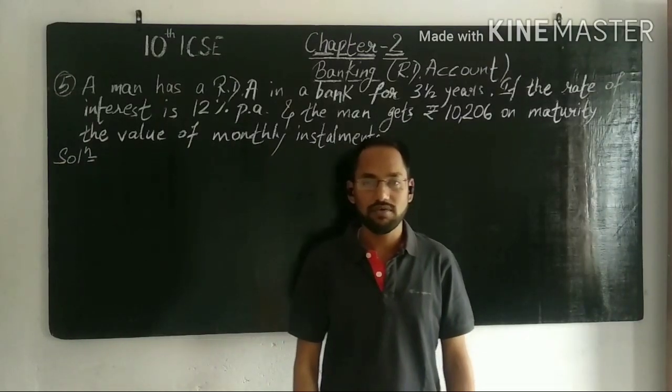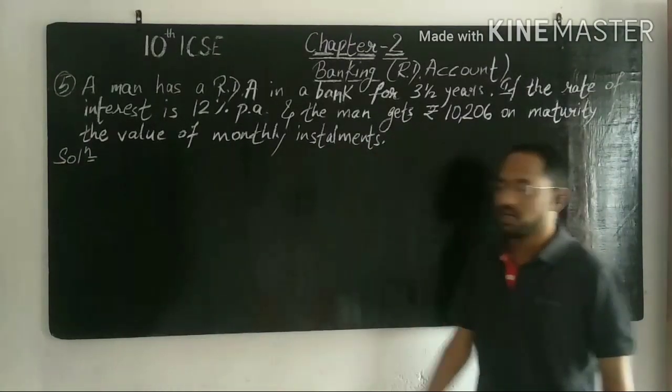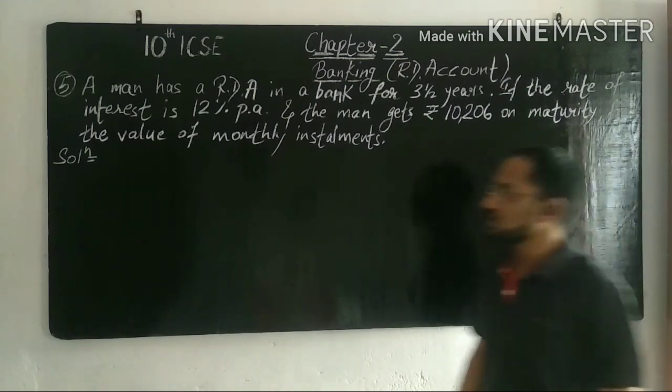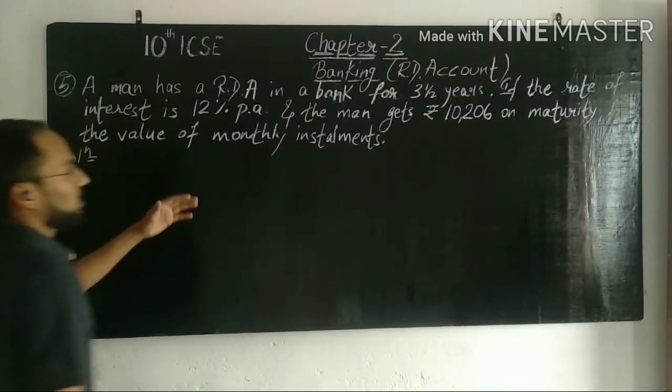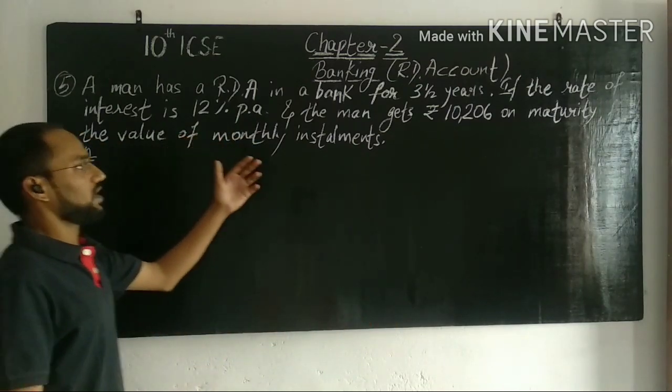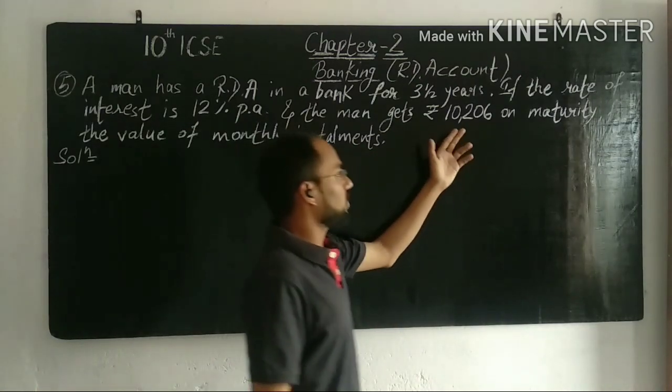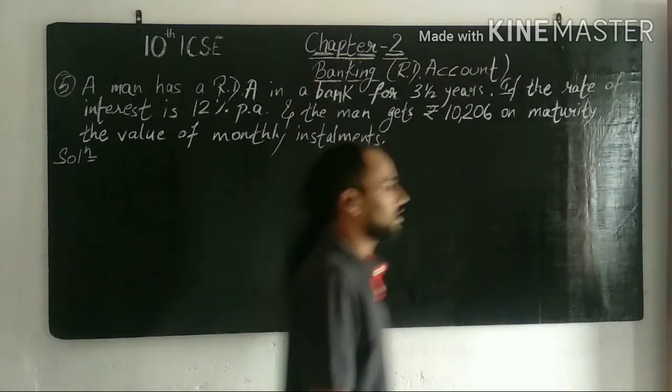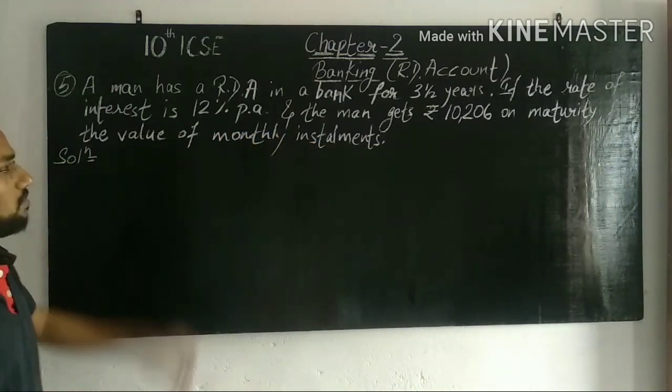In this video, we will do some more questions related with RD account. So let's do it. A man has an RD account in a bank for 3.5 years. The rate of interest is 12% per annum, and the man gets rupees 10206 at maturity. Find the value of monthly installment.